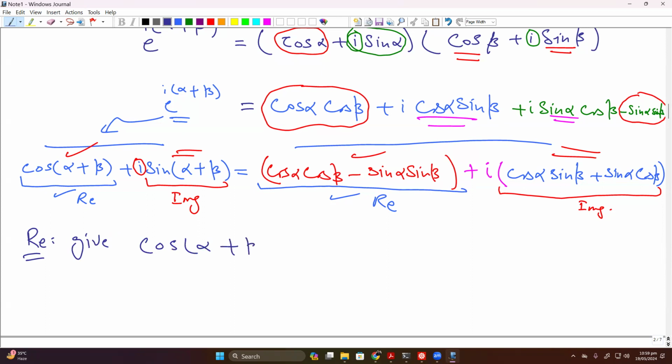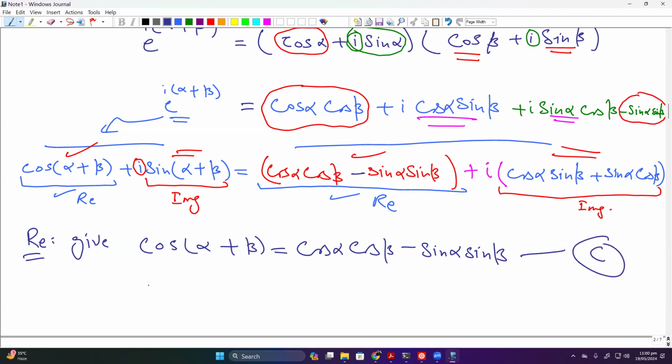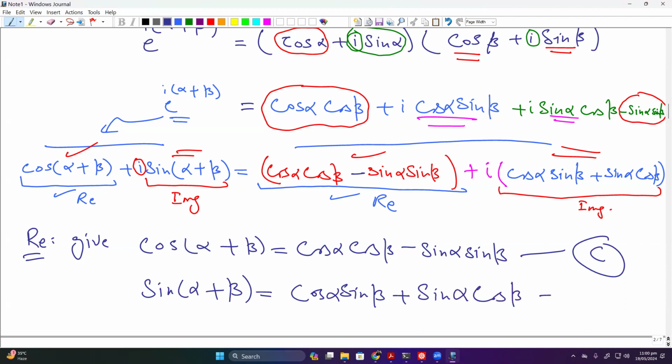cos(alpha plus beta) equals cos alpha cos beta, and this is actually a plus. No, sorry, this is minus sine alpha sine beta. This is my equation, let's suppose C, and my next expression will be for this one. So sine(alpha plus beta) will be cos alpha sine beta plus sine alpha cos beta, and this is, let's suppose, my expression D.